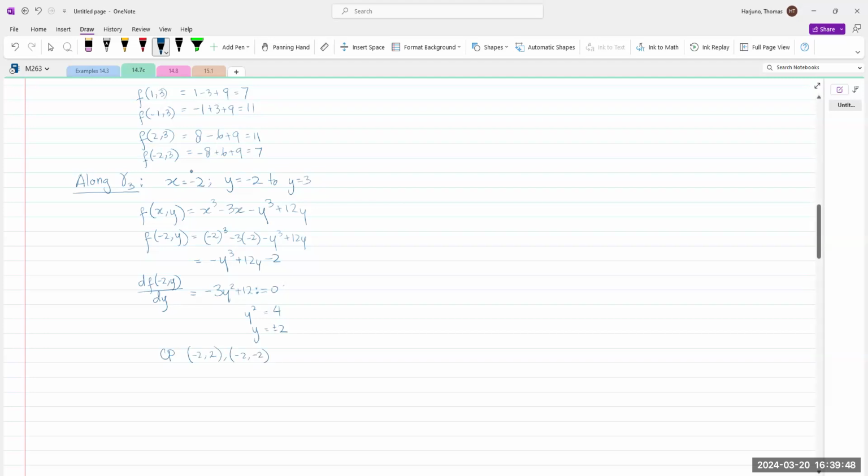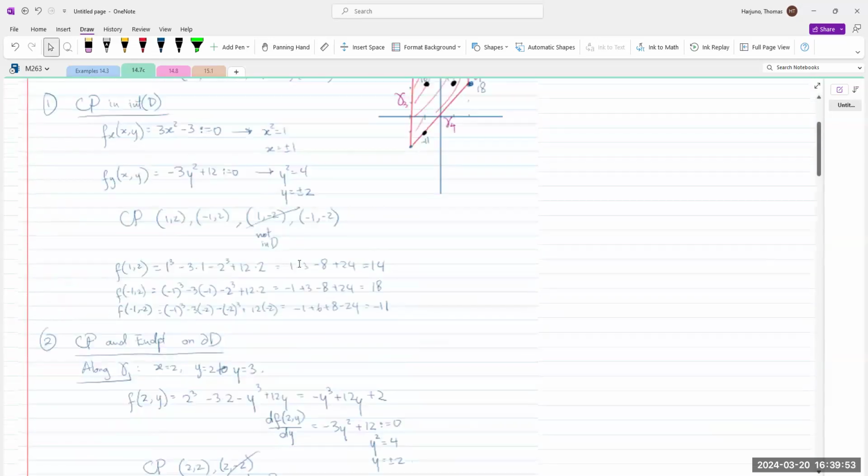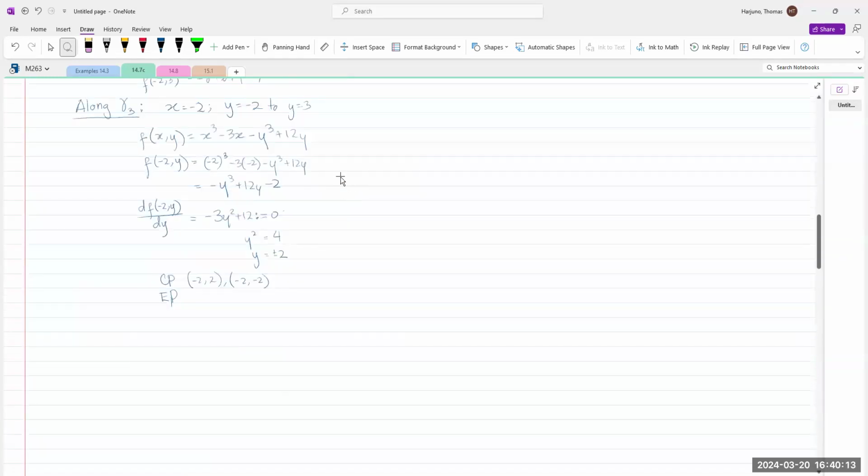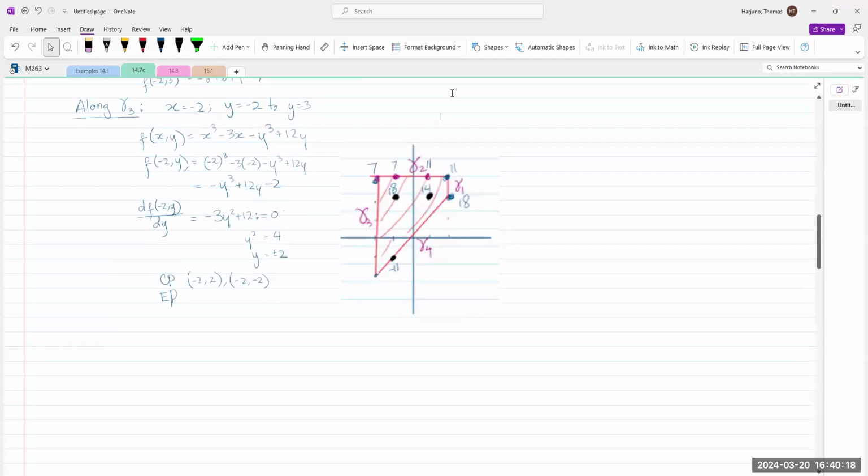Now, of course, we need to be aware of the endpoints. If we go back to this picture here, you know what? Let me screenshot that and put it here so that I don't need to keep on scrolling up and down. So now the endpoints are negative 2 comma negative 2. The other endpoint is negative 2 comma 3, right?